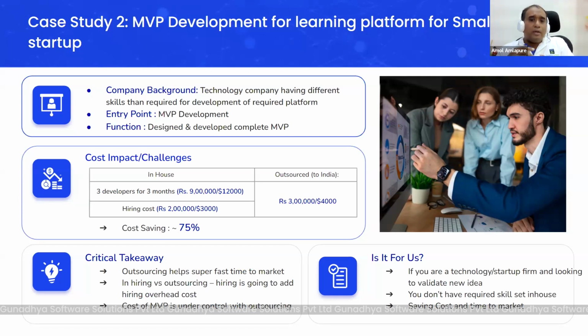Also, you will need a different skill workforce here for developing an MVP. You will need a designer, a backend developer, a front-end developer or a full stack developer, then QA and so on, right? Let's assume the in-house team, just for the assumption, builds a team of 3 developers.